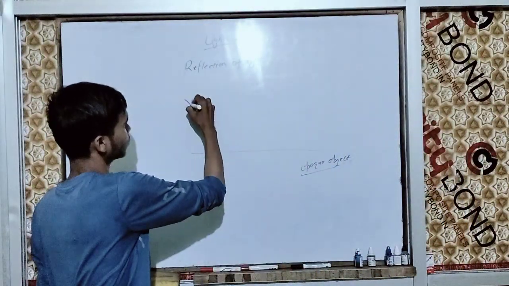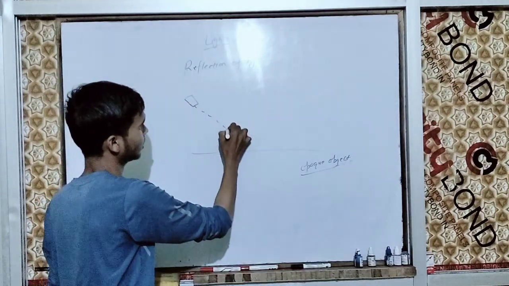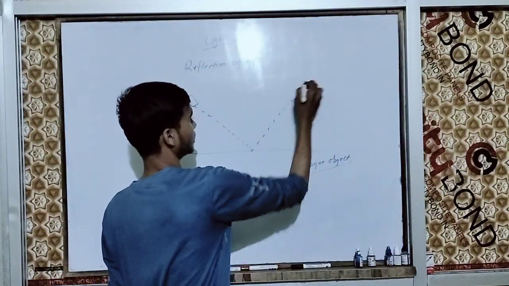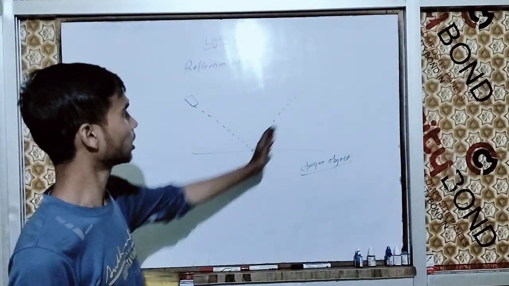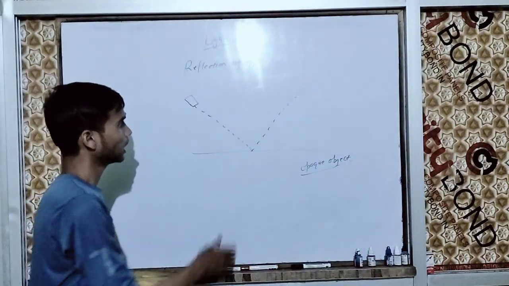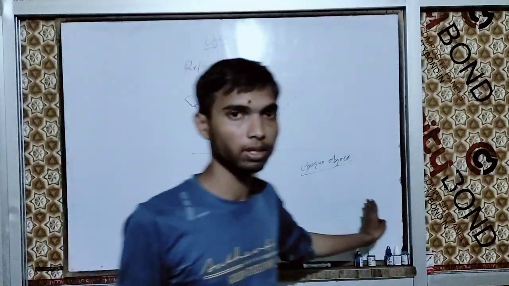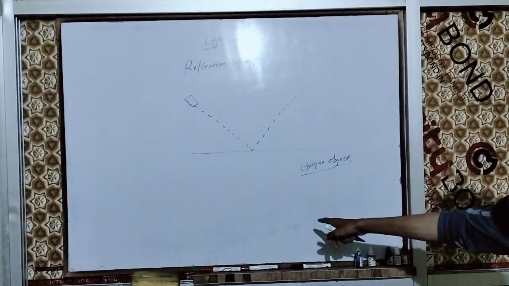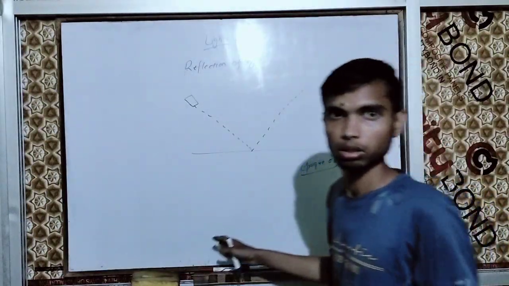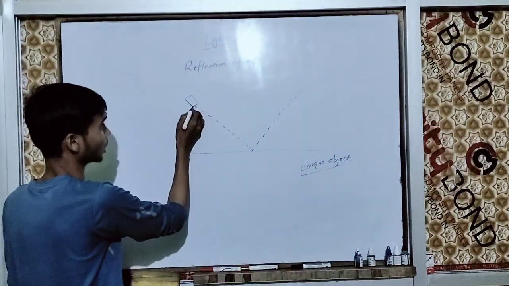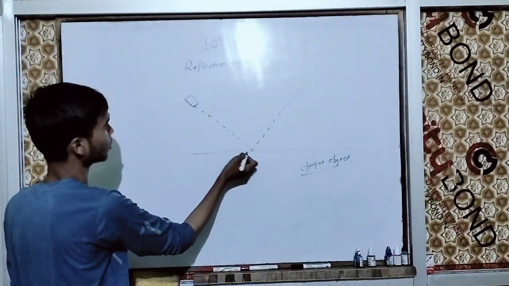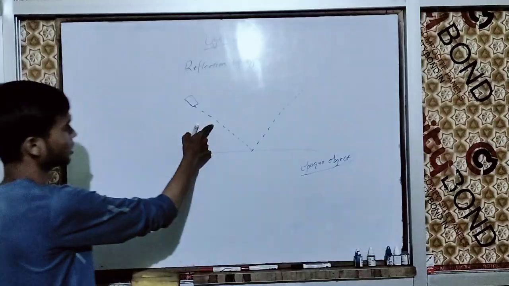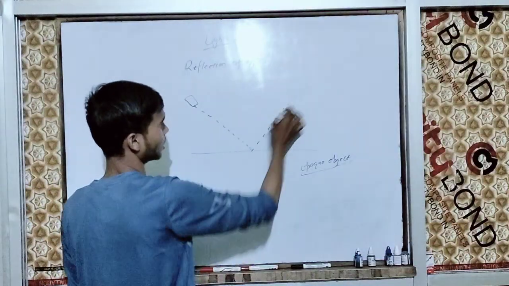Now, there should be a source light. The light will be coming from the source light, then it will strike the surface and take a turn into a different direction. As we saw in the previous experiment, the incidence ray is just a ray which comes from the source light till it strikes the surface. This ray is the incidence ray, and this will be the reflected ray.